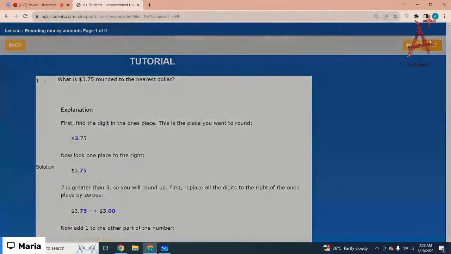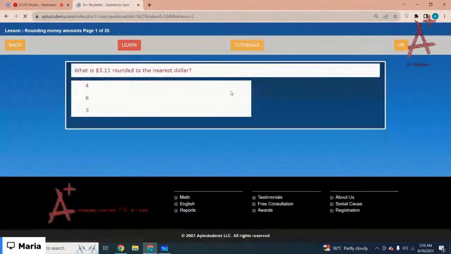Let's just start with the test questions. Okay, what is 3.11 rounded to nearest dollar? So which is the correct option? You have to round 3.11. Very good. 3.11 is rounded to nearest dollar. That would be 3. The correct option is 3.